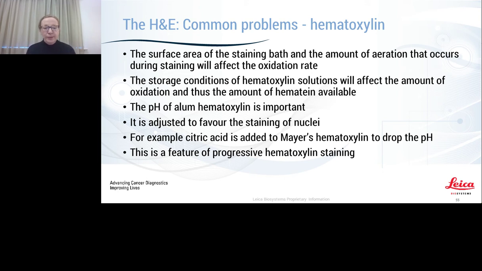The pH of alum hematoxylin is important, as we went through, and it is adjusted to favour the staining of the nuclei. So again, for a progressive stain, you would add a slight amount of acid, or they're slightly more acidic, and that is to make the stain more selective for the nuclei. As an example, citric acid is added to Mayer's hematoxylin to drop the pH, and it's a feature of progressive staining.